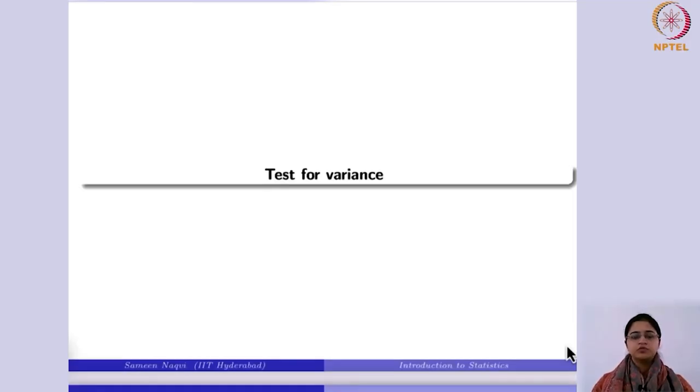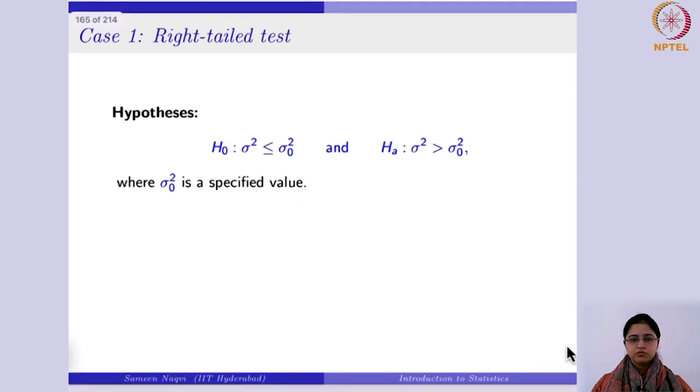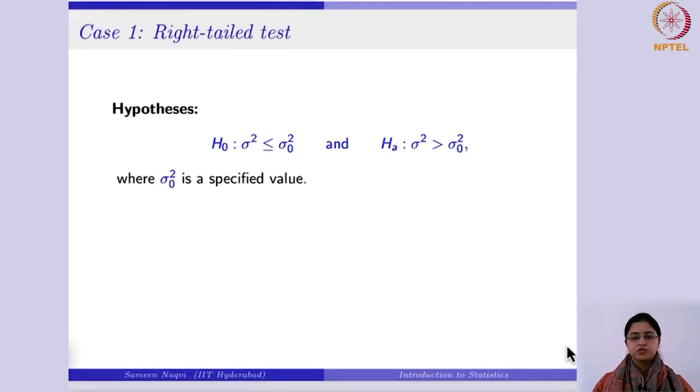So now we are going to talk about the test for variance. Again, we will have the right tailed test, left tailed and two tailed. The difference here would come in the hypothesis. Instead of the parameter mu, you would have sigma square, and the test statistic obviously would vary. So let me just tell you, first of all, what is the hypothesis over here? Because it is a right tailed test and you are interested now in variance.